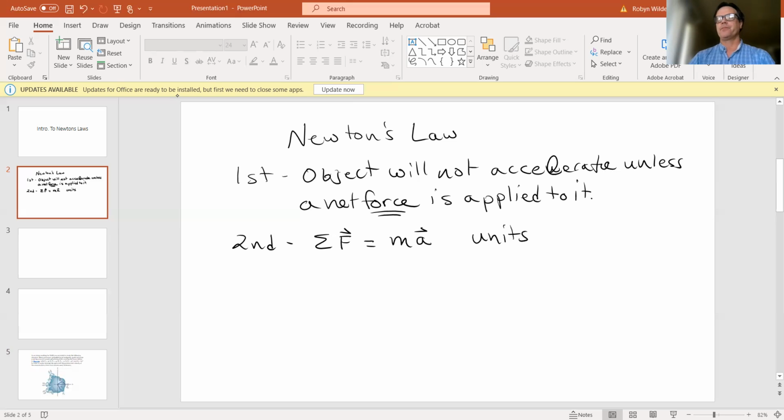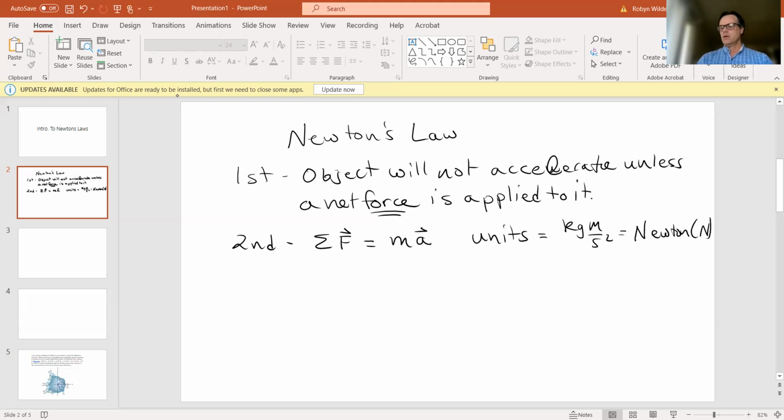Before I go to the third law, what are the units? Well, if you look, a force has to have units of kilograms times meters per second squared, right? Mass times acceleration. And this is called a Newton, or just capital N is the abbreviation. So the unit of force in the metric system, or the SI system, is the Newton. And it's equal to a mass times acceleration, kilograms meters per second squared.